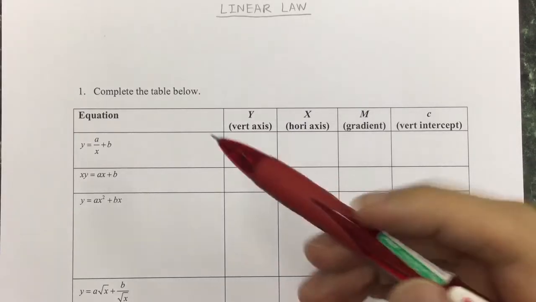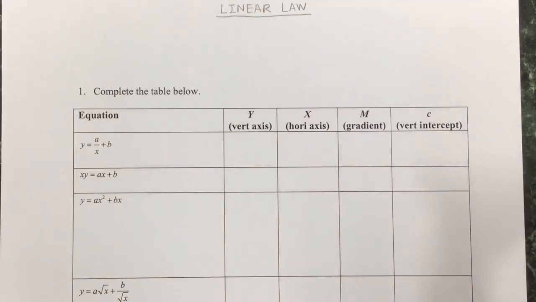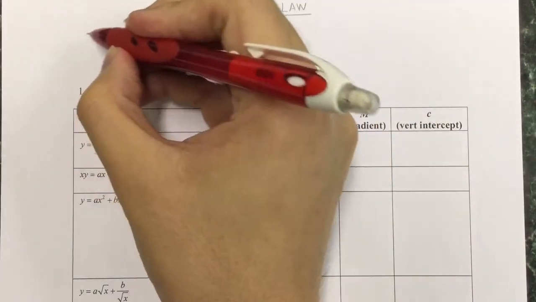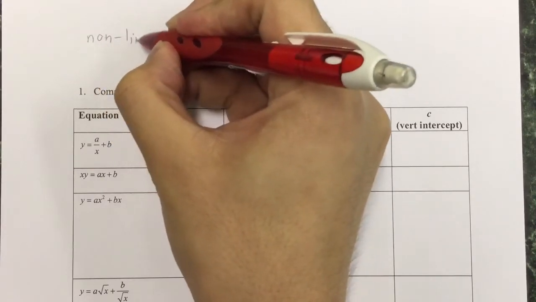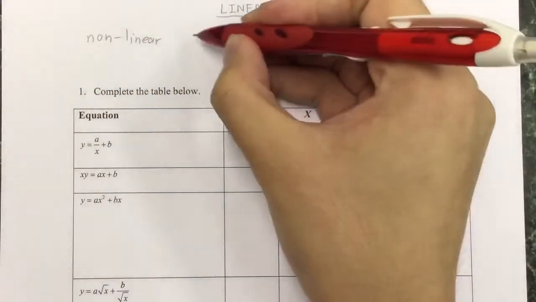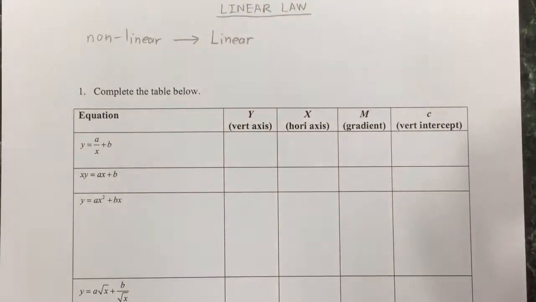Alright, so this is a video about the basics of linear law, a chapter in additional math. So basically we are talking about having a non-linear expression and changing it to a linear expression, and then talk about the straight line relationships about it.